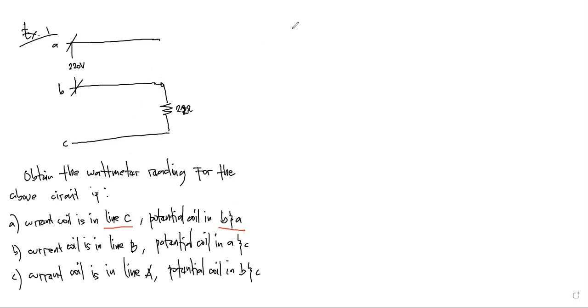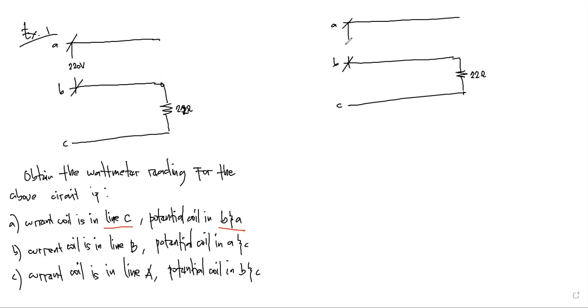So we'll just redraw the circuit for letter A, as given. That's 22 ohms, line A, line B, and line C. The magnitude of the line voltage is 220 volts. First thing we do is to draw the position of the wattmeter as indicated.